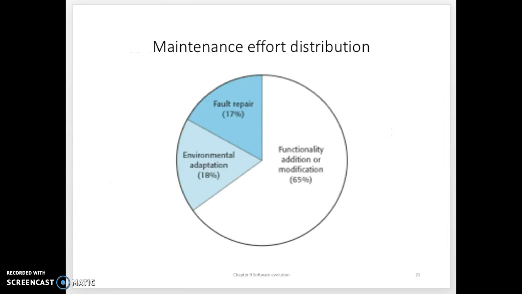This diagram illustrates the percentage of each of those categories, based on one of the studies. You can see the maintenance based on functionality addition and modification is almost two thirds, while fault repair and environmental adaptation maintenance form one third of all maintenance activities.